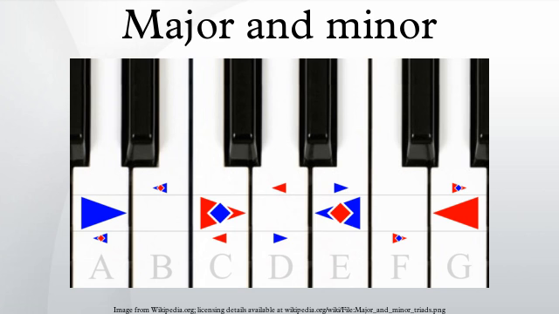Major: 1 2 3 4 5 6 7, M M M M M D. Natural minor: 1 2 3 4 5 6 7, M D M M M M. Relative relationship. Minor scales. There are three variations of the minor scale: natural, harmonic and melodic.